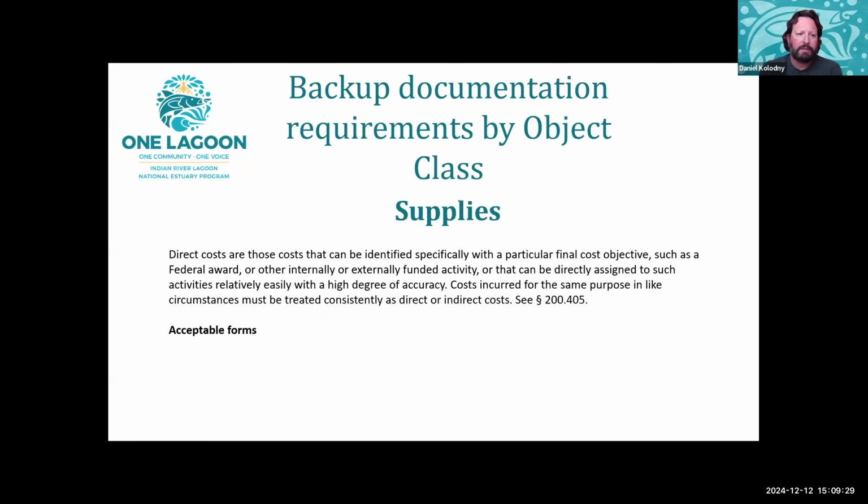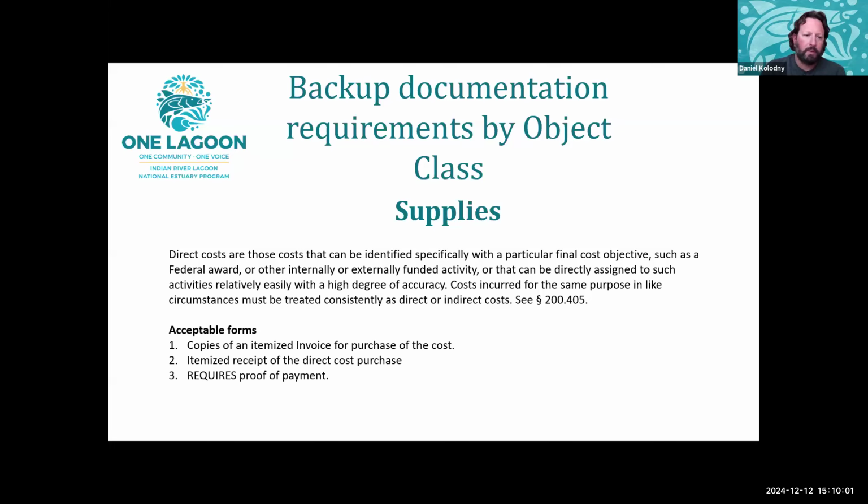When we look at supplies, these are direct costs that can be identified specifically with a particular cost objective. They are usually well under $10,000. You can see the reference code there of Chapter 200, Section 405. And the acceptable forms are an itemized invoice for the purchase of that supply. You want an itemized receipt of the direct costs purchase, and it requires a proof of payment.